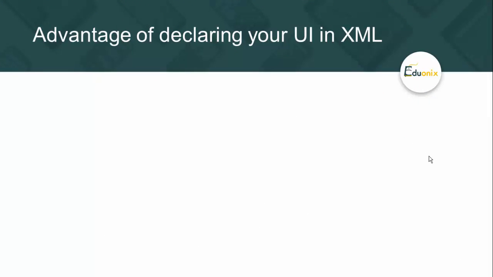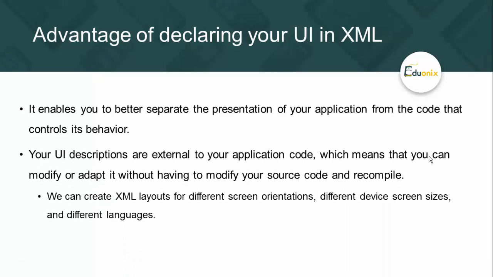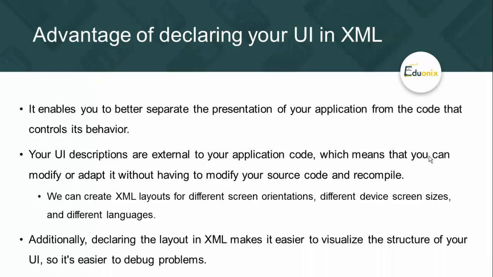There are several advantages of declaring your UI elements in the XML file. This method enables you to separate the presentation of your application from the code that controls the application's behavior. Since the UI descriptions are external to the application code, you can modify the descriptions without having to modify the source code and recompile. For example, you can create XML layouts for different screen orientations, different device screen sizes, and different languages. You can modify the XML file alone and easily recompile it. Additionally, declaring the layout in XML makes it easier to visualize the structure of your UI, so it's easier to debug errors.